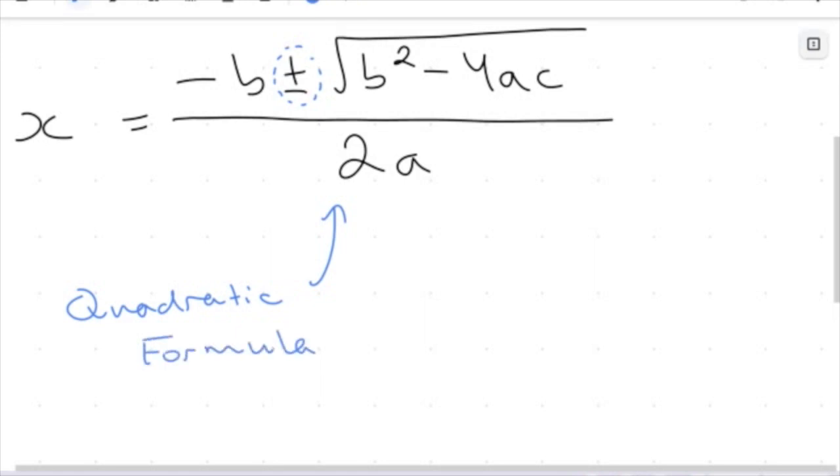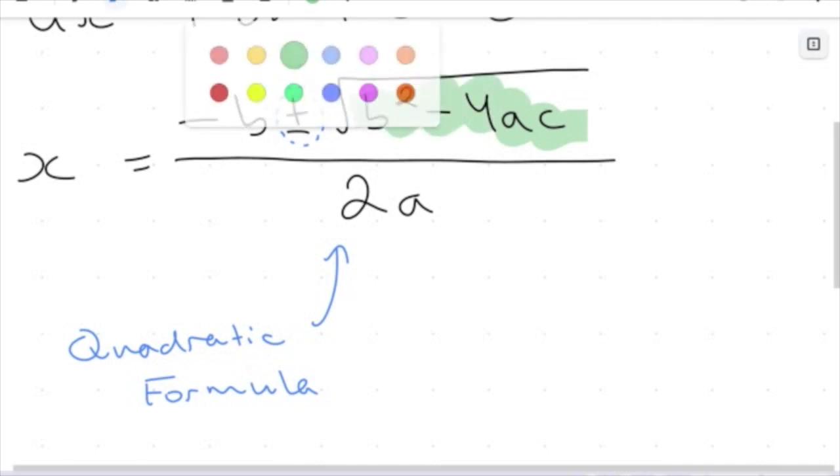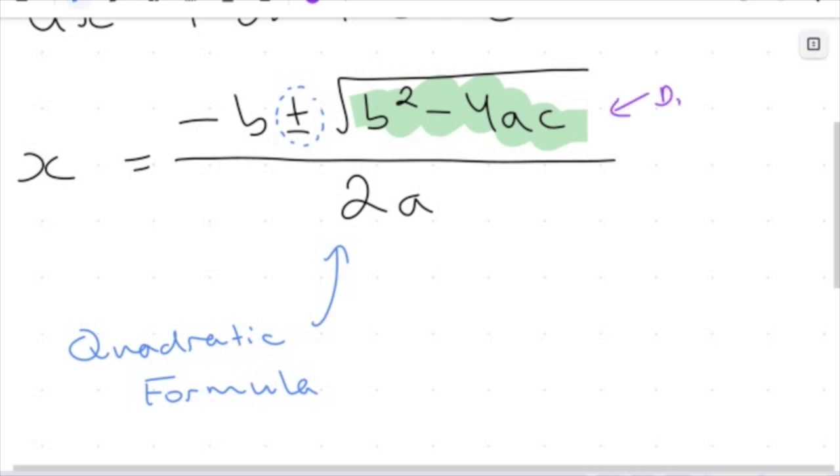And a special part of the quadratic formula is this guy in here. This is what we called the discriminant. And this thing here, you may remember, we use this to determine a lot of important things about our parabolas. So mainly the amount of solutions that they will have, whether this is none, one, or two.